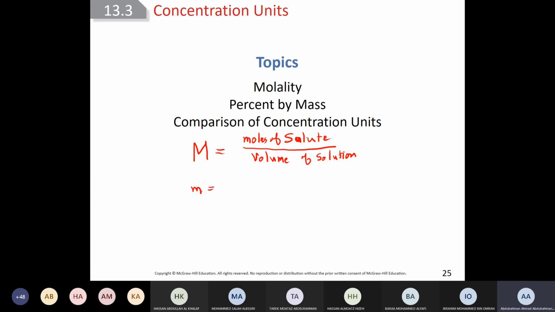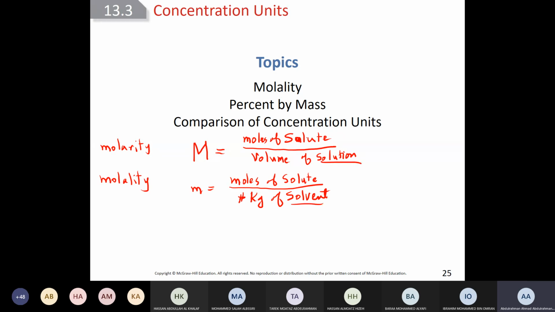Molality. This is molarity. This is molality. And be careful here. What's the molality? Moles of solute over what? Over the mass of one kilogram of solvent, the number of kilograms of solvent. Not solution, solvent. Be careful now. Clear?